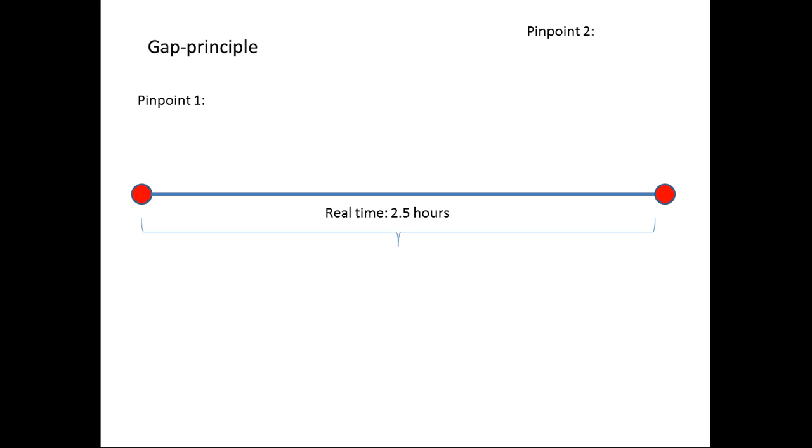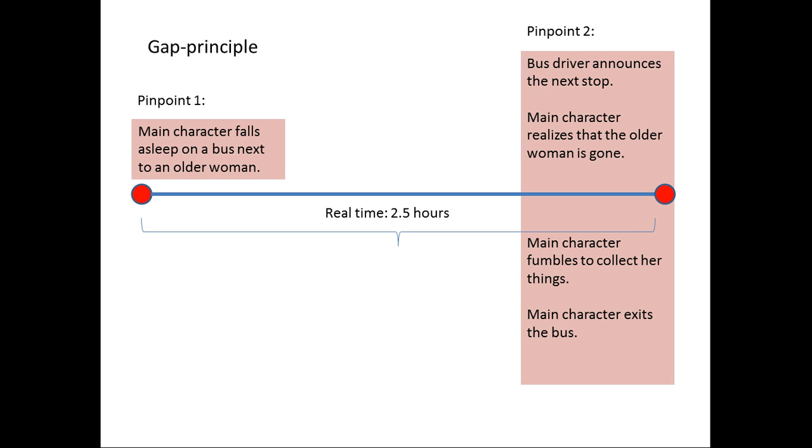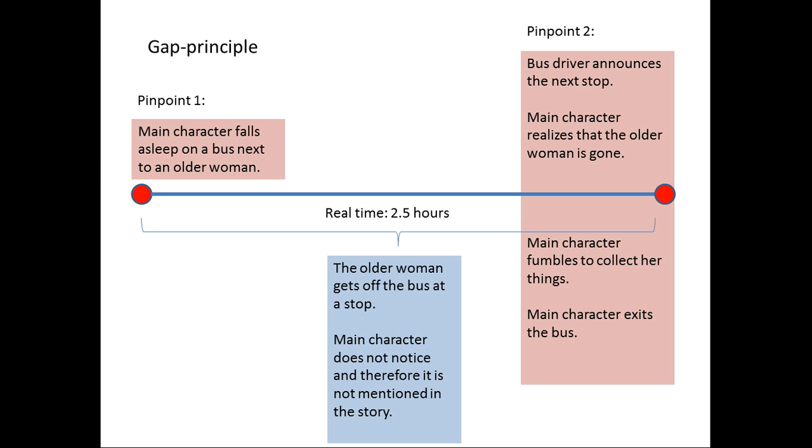If you write your story according to the gap principle instead, you focus only on the pinpoints. Main character falls asleep next to an older woman. Main character wakes up as the bus driver announces the next stop, realizes that the woman is gone, and exits the bus. The part where the old woman gets off the bus and the main character sleeps is not mentioned, since the main character is not awake and is not aware of the event, since she is asleep.